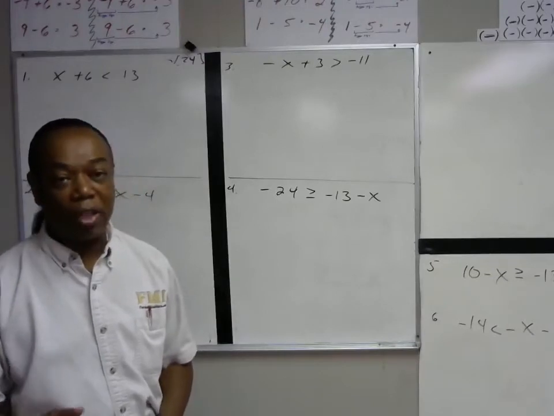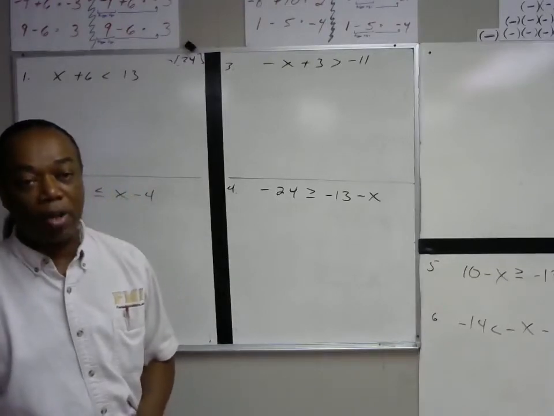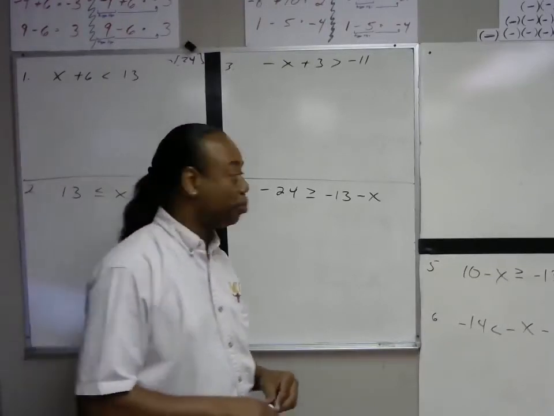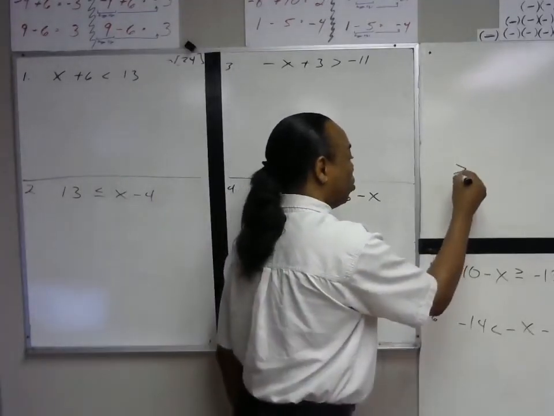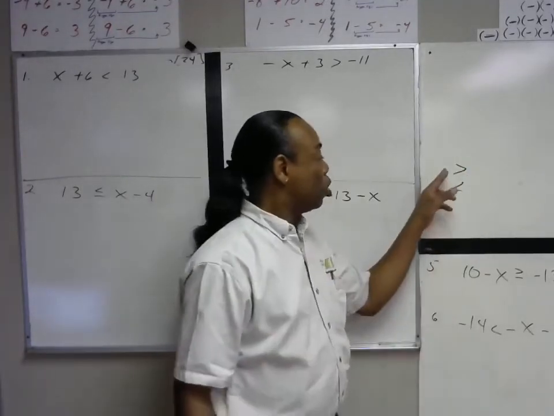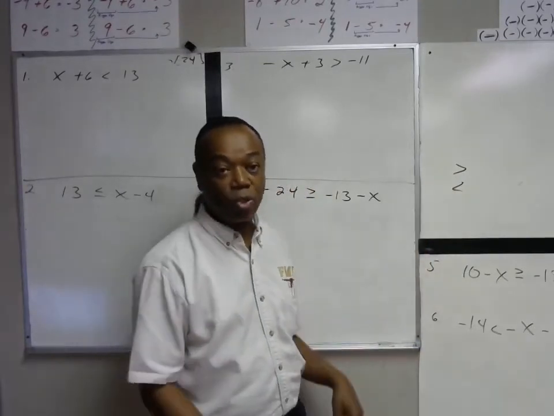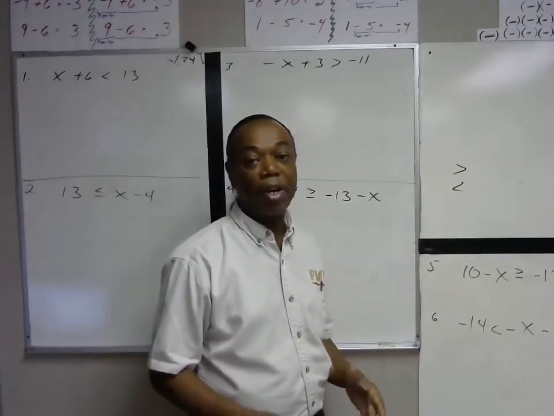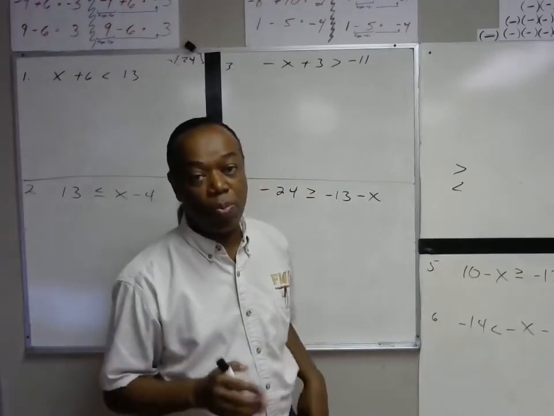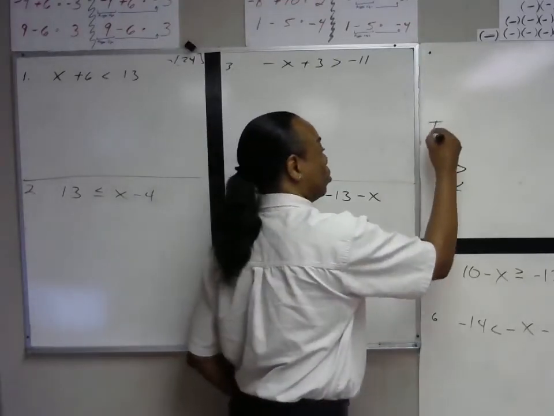And the second thing is when we're multiplying or dividing by negatives, the signs change. Greater than is changed to less than, or less than is changed to greater than. Again, that's when multiplying or dividing by negatives. So those are the two major differences.